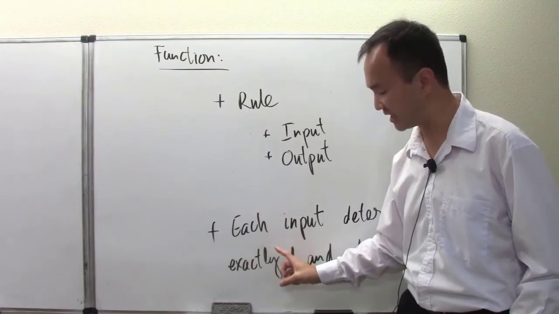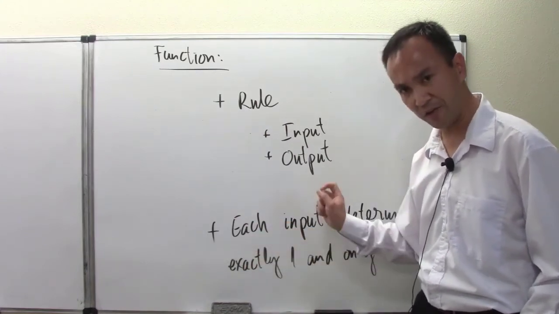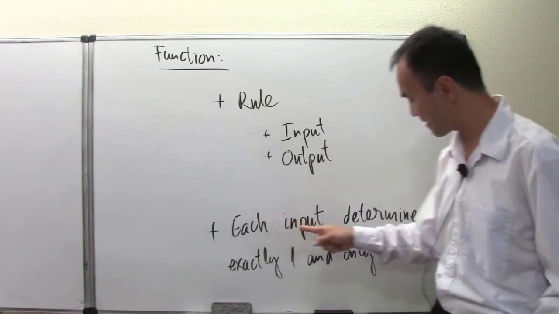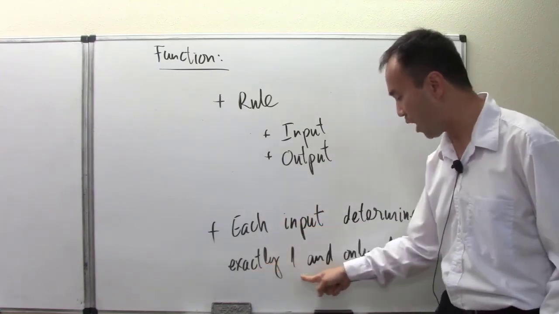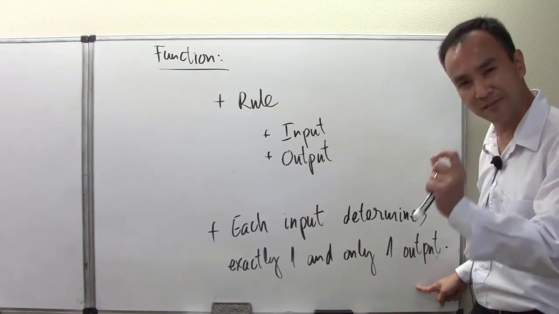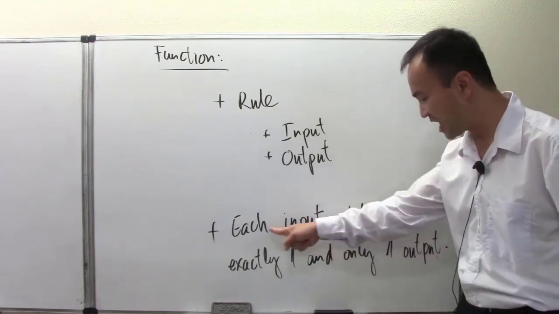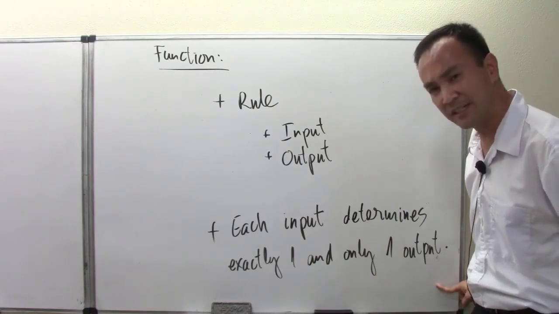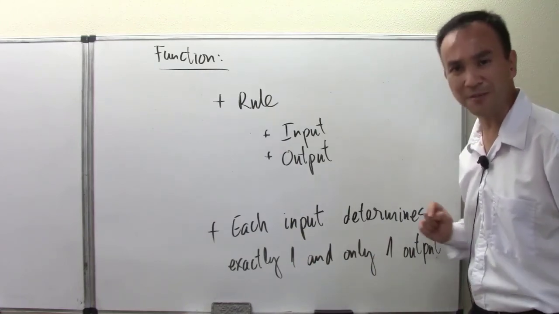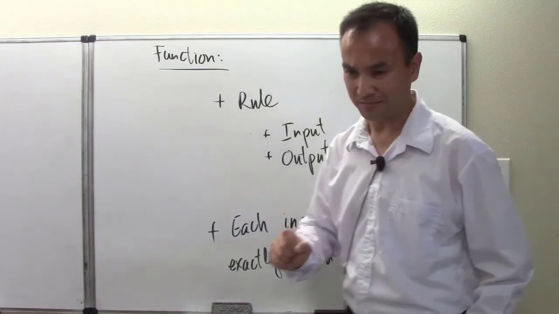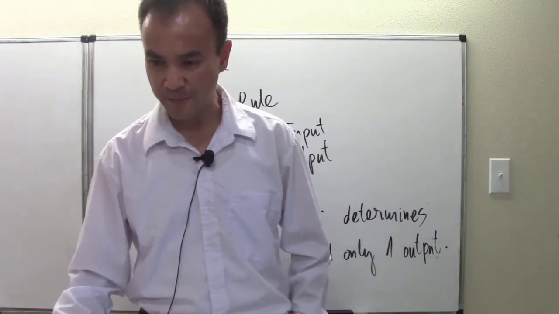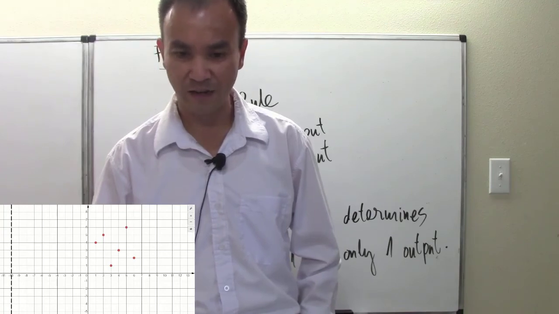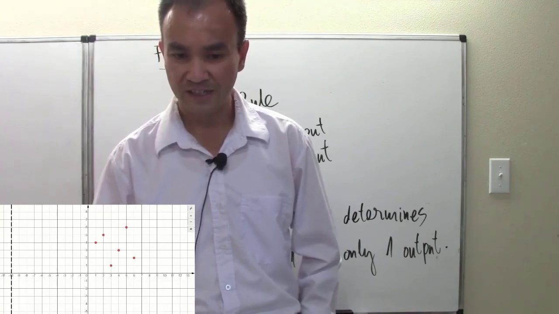In that way, now we read further into our definition, and we hit that requirement again. Each input, so each x value, each horizontal value, determines exactly one and only one output, vertical value. So for each horizontal value, there's only one and exactly one vertical value correspondingly. All right, so now back to the graph. Something like this. Now I'm going to again use a vertical line.